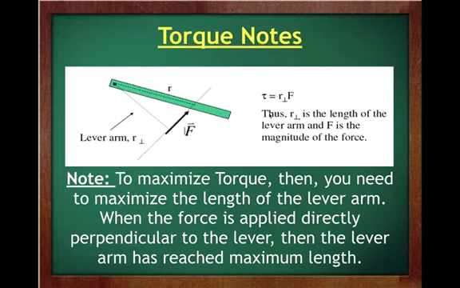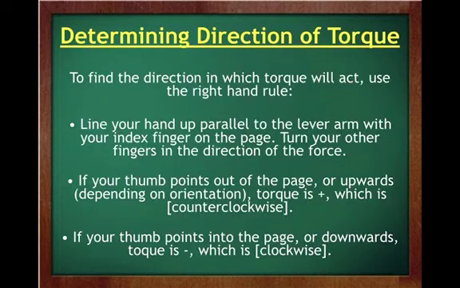So there's your formula for torque: the lever arm length measured in meters multiplied by the force applied measured in newtons, giving you a value of torque in newton meters. As a note, if you're going to maximize torque, you need to maximize the length of the lever arm. When the force is applied directly perpendicular to the lever, the lever arm has reached maximum length, and that's what's going to give you your maximum torque.